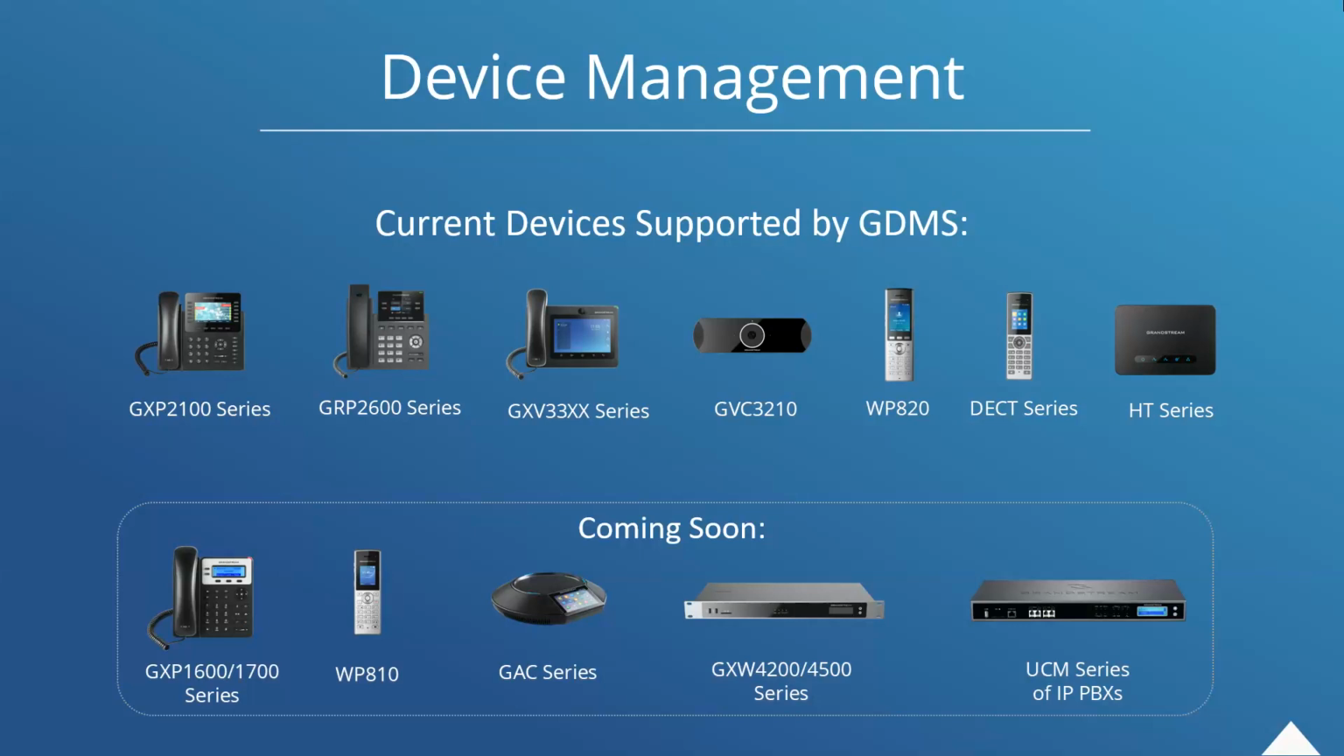All right, and then some of the devices that we're working on that will be coming soon to the GDMS is GXP 1600 and 1700 series, our WP810, the GAC audio conferencing series, and the GXW 4200, 4500 series, and of course our UCM series of IPPBXs. That's a big one, so you can completely configure and set up those devices, IVRs, any of your call routes, everything from the cloud. Just simply send it out to your customer and it works from there.